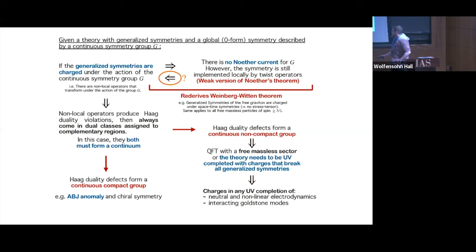In the case of the ABJ anomaly, if you take, for example, the pion in the effective field theory, you have the Wilson loops, the usual ones, because the dual of the field strength is conserved. And you also have the 't Hooft loops that involve the pion, and that transform under the action of the chiral symmetry when one takes into account this redefinition of the current taking into account the ABJ anomaly. In 2D, it is the Schwinger model.